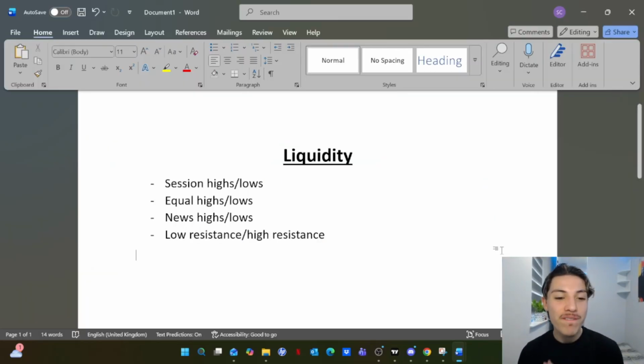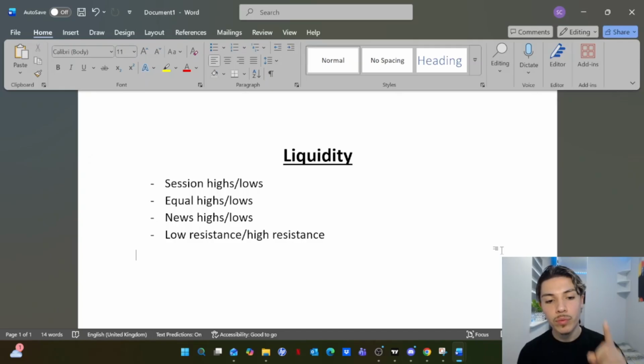So the first draw on liquidity is session highs slash lows. Now, what are session highs and what are session lows? Well, it's as simple as this, right? During the trading day, during the full day, we have different sessions. We have different trading sessions for the different regions. I'm pretty sure you may have heard we have London session, we have New York AM session, we have New York PM session, and we have the Asia session. Those are the 4 sessions that we get during the full day.